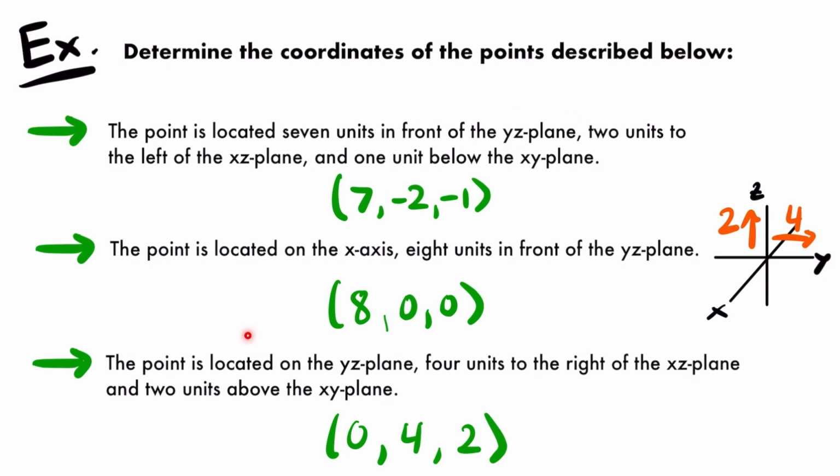All right, so that's it for this example. Hopefully this helps you understand what the x, y, and z coordinates are and how we measure them. Really, each of those coordinates are just measurements from different planes within the coordinate system. The x coordinate is measured from the yz plane, the y coordinates are measured from the xz plane, and the z coordinates are measured from the xy plane.